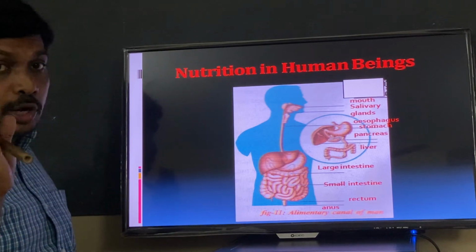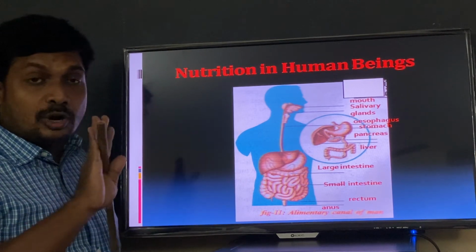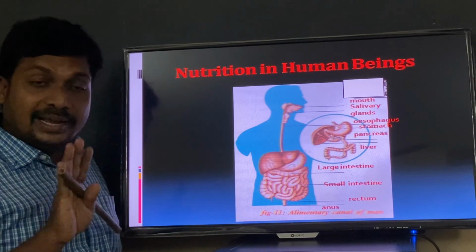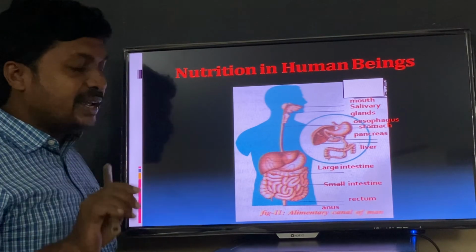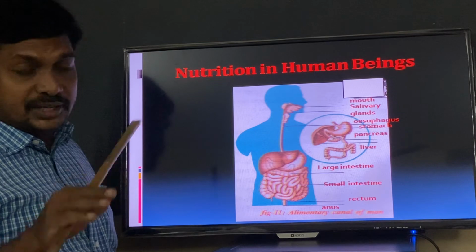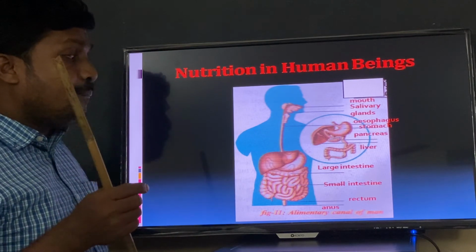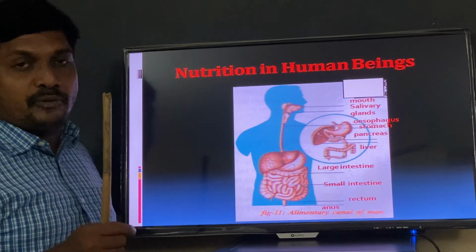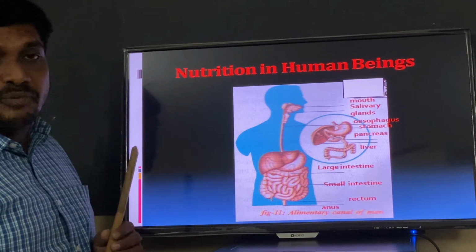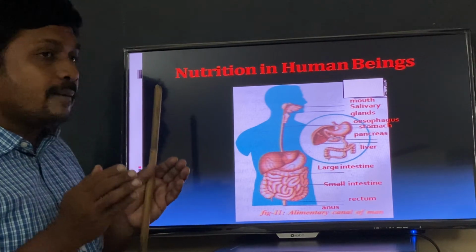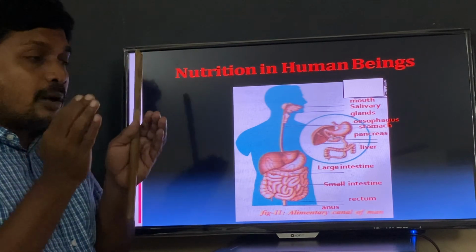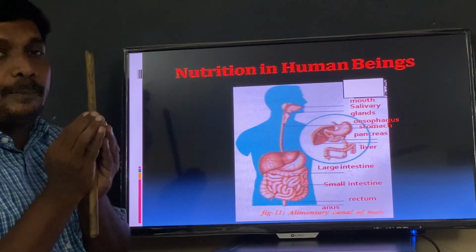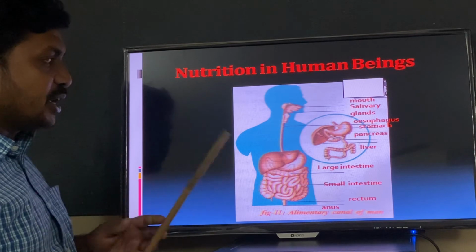Liver releases a juice called bile. This bile does not contain any enzymes, which means this juice is not helpful for digestion. But what is the use of bile here? Bile is helpful for emulsification of fats. Emulsification means fats or lipids are broken down into small colloidal particles.